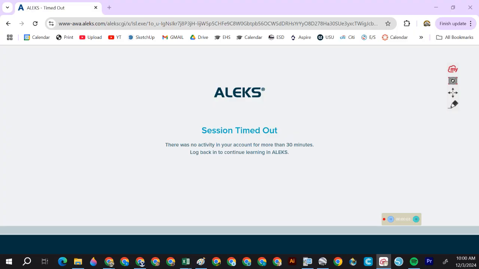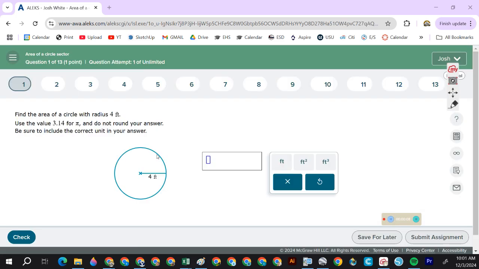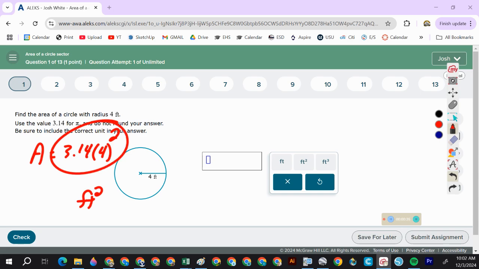All right, your assignment today is called Area of a Circle Sector. And a lot of this assignment you're going to remember from our previous module. So here you want the area of a circle. So area is equal to 3.14 times my radius, 4 squared. And what is the unit that we put on area? It's going to be feet squared. So I'm just going to plug that in my calculator and then feet squared.